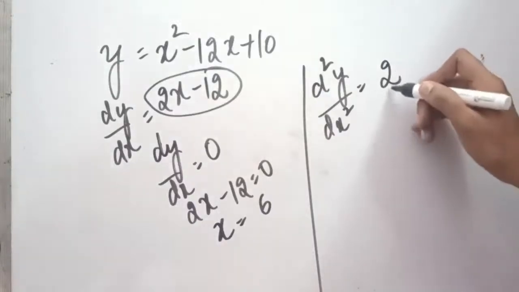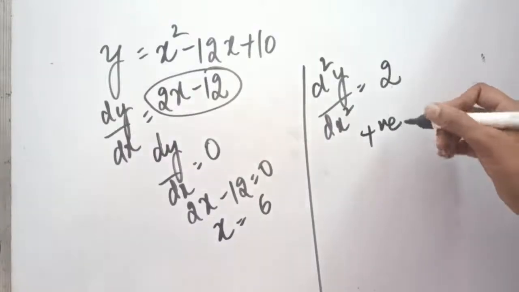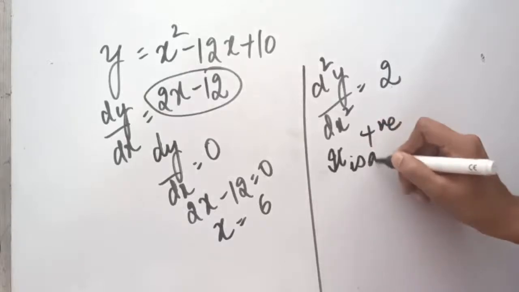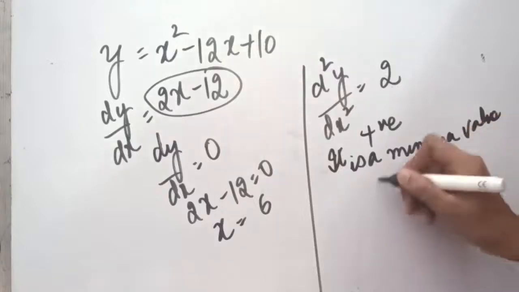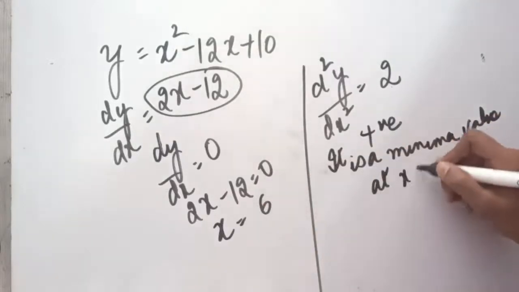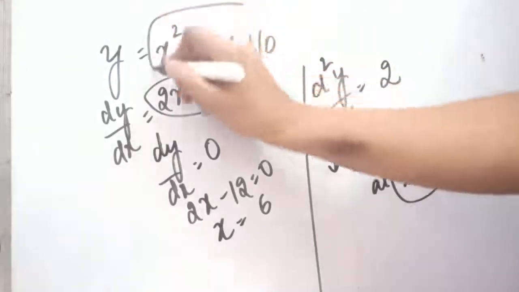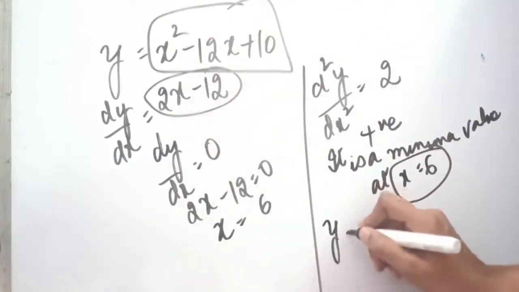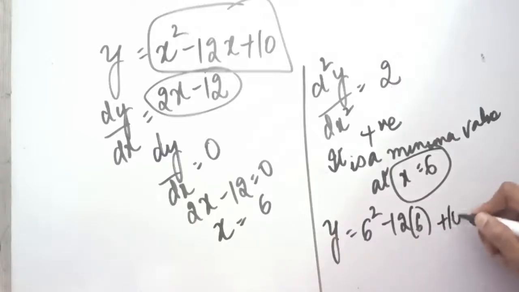So now if this value comes out to be positive, we have told it is our minima function. So we will write that it is a minima value at x is equal to 6. Now we will put this x equals 6 in our main question. So this was the main question, putting the value of x over here, y will be 6 square minus 12 times 6 plus 10, that comes out to be minus 26.